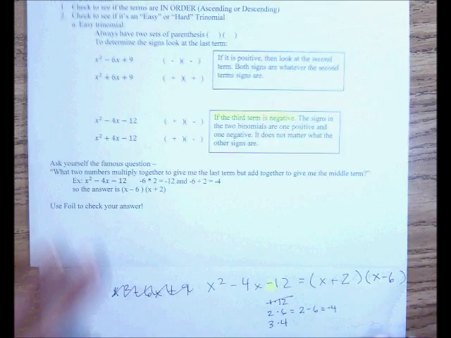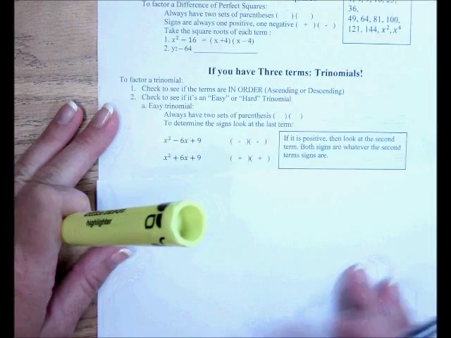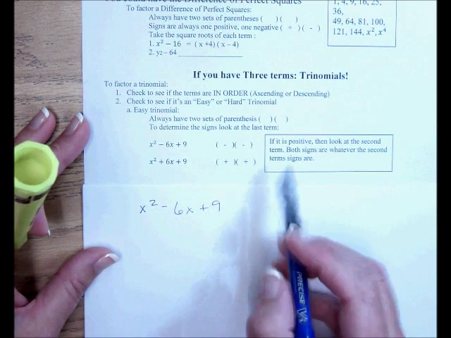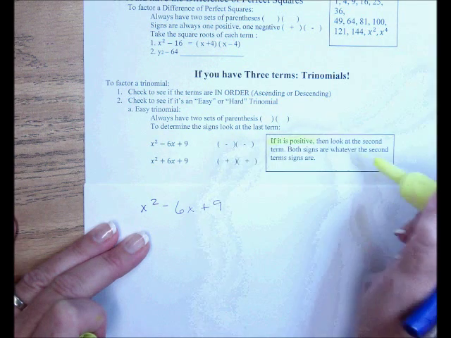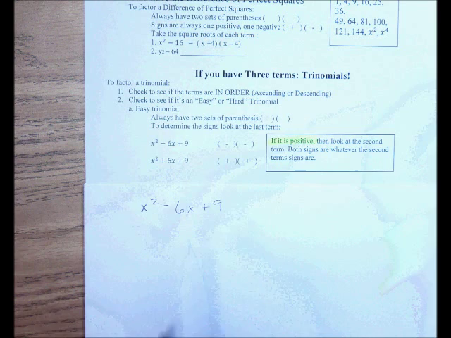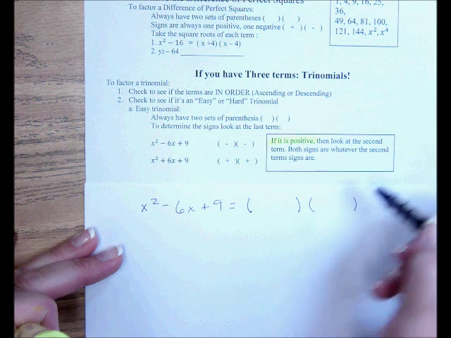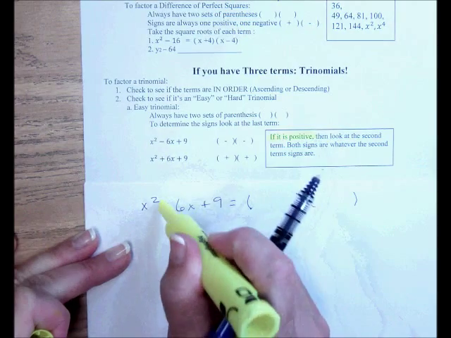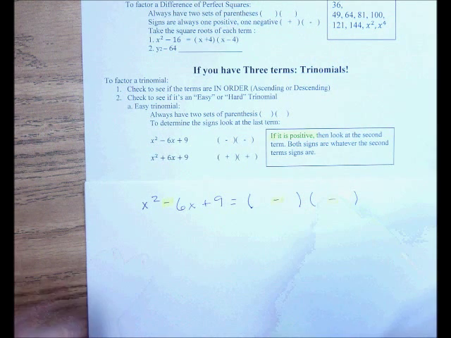Let's look at a different scenario, and these are all on your little sheet here. A different scenario where we have a positive in front of the third term. In this case, I have x squared minus 6x plus 9. And it says if it's a positive, then look at the second term, and both of the signs in the parentheses are whatever the second term sign is. My second term sign is a negative. So in this case, both of my signs right here in the parentheses are going to be negative.